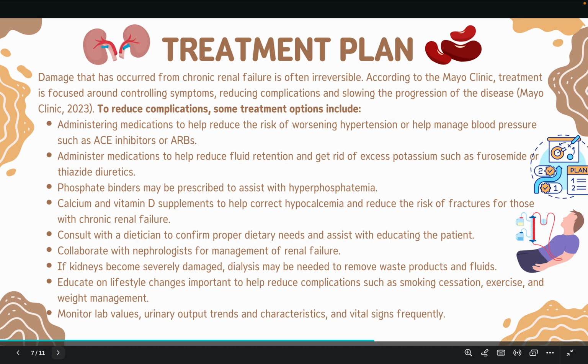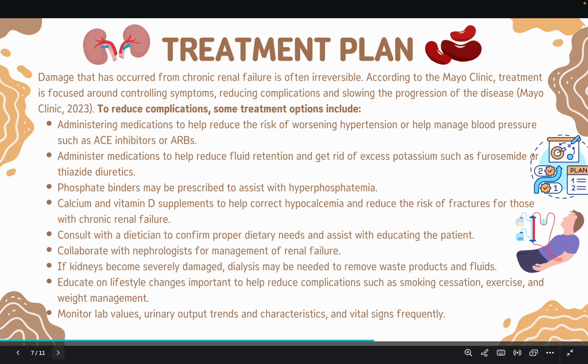Phosphate binders may be prescribed to assist with elevated phosphorus levels in the blood, so it will be important to administer those as prescribed. Calcium and vitamin D supplements may be used to help correct hypocalcemia and reduce the risk of fractures for those with chronic renal failure, especially since older age is a risk factor as well.